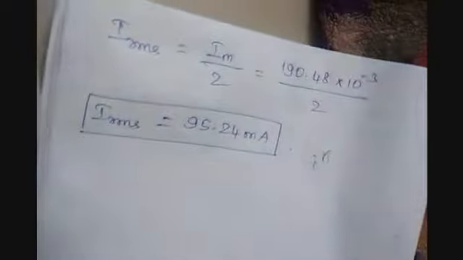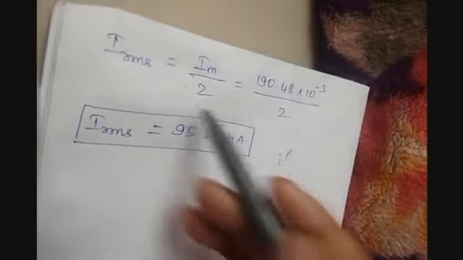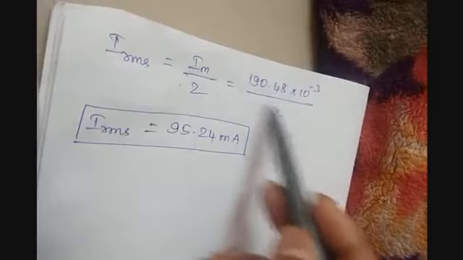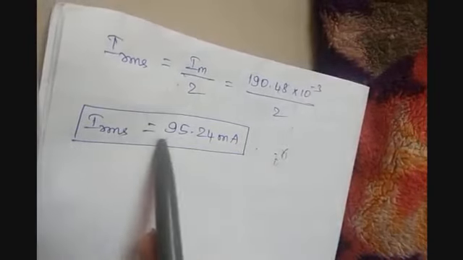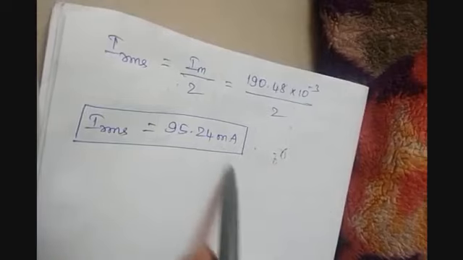Still IRMS value we need to calculate. See, IRMS equal to IM by 2. IM value we know, divided by 2. We got IRMS equal to 95.24 milliamps. Thank you.